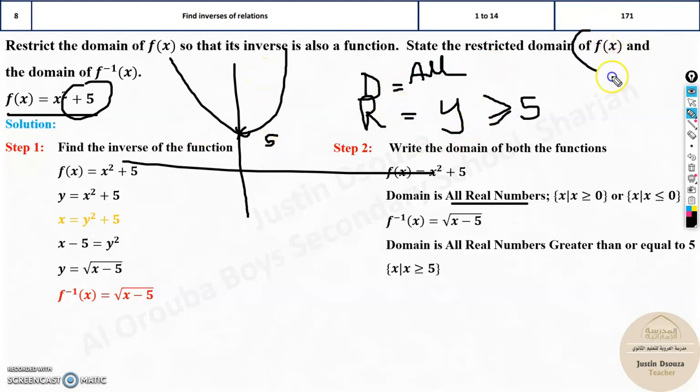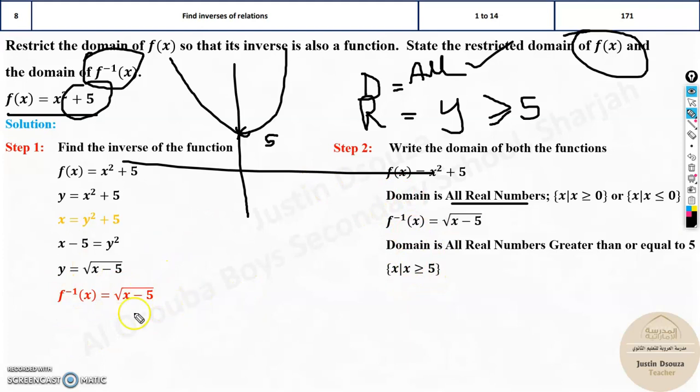They have asked the domain of only f of x. What is it? All real numbers. Okay. What is the range? What is the domain of the inverse function? The range of the given function which you solve is the domain for the inverse function.